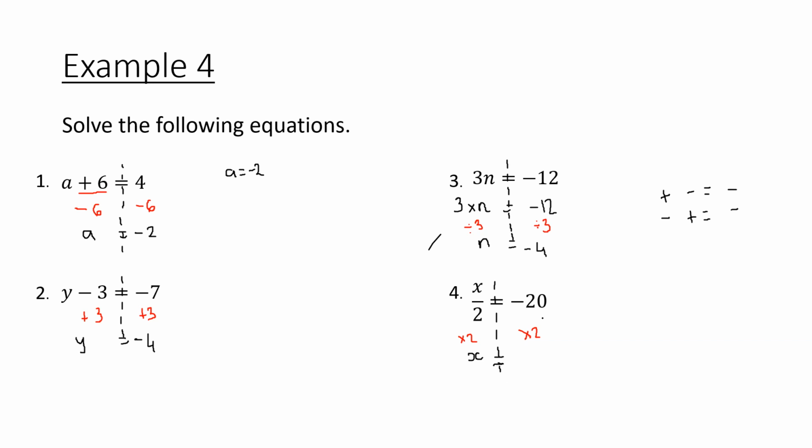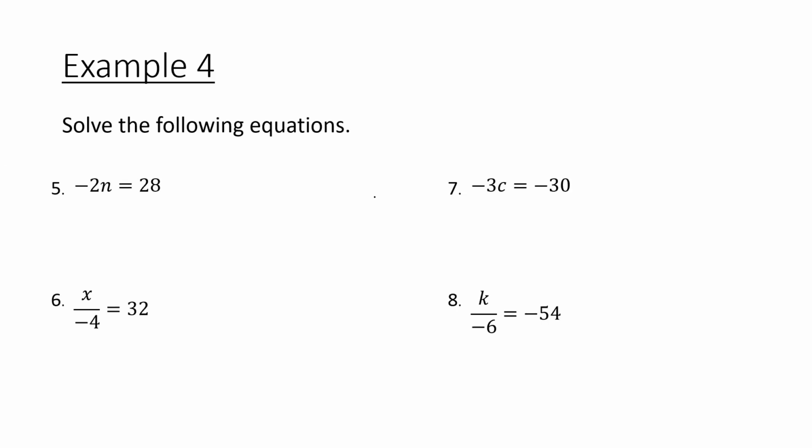So deal with the numbers first. So 20 times by 2 is 40. Then you have a negative and a positive. A negative and a positive gives you a negative. So it has to be minus 40. Let's have a look at a few more examples. So minus 2n is equal to 28.